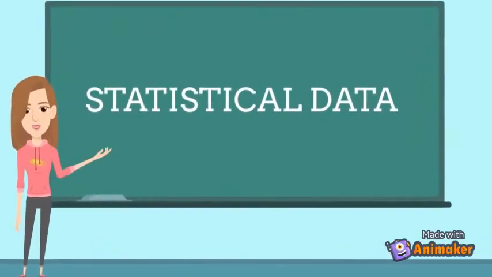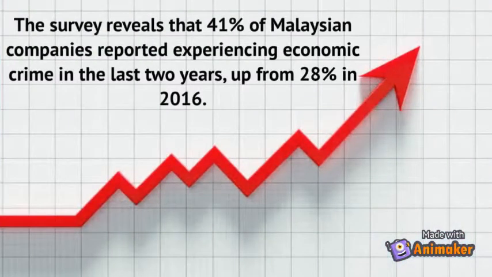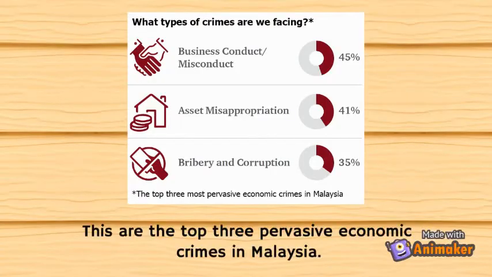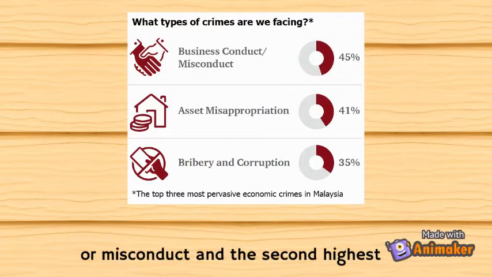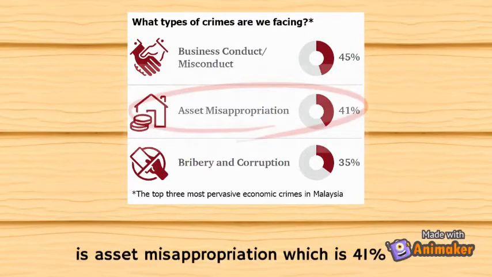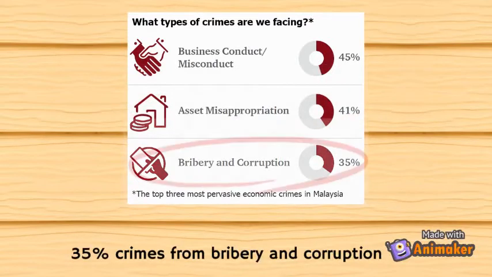Next is about statistical data. A survey reveals that 41% of Malaysian companies reported experiencing economic crime in the last 2 years, up from 28% in 2016. These are the top 3 pervasive economic crimes in Malaysia. First is business conduct or misconduct at 45%. The second highest is asset misappropriation, which is 41%. Third, 35% are crimes from bribery and corruption.